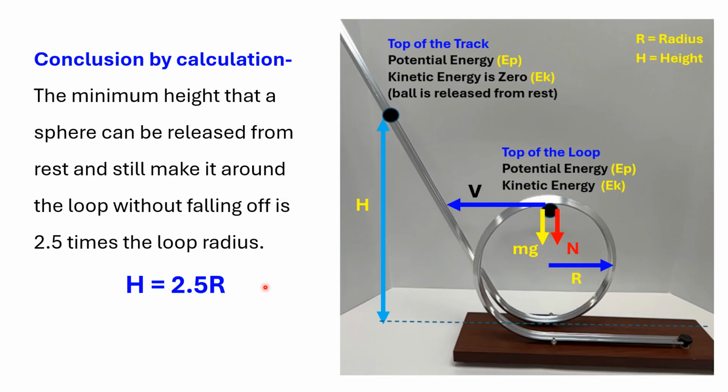In conclusion, the minimum height from which a sphere can be released from rest and still complete the loop without falling off is 2.5 times the loop's radius. Thank you for staying with me through all this three-step process and demonstrating that through physics we can always calculate real values useful for practical applications.